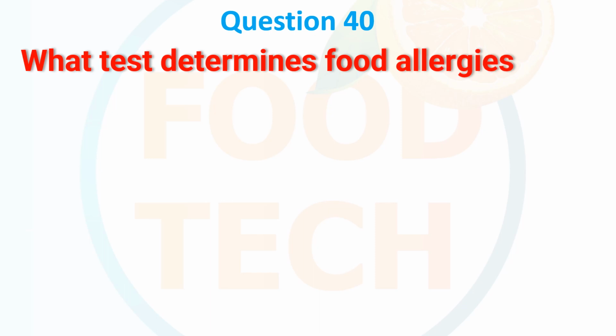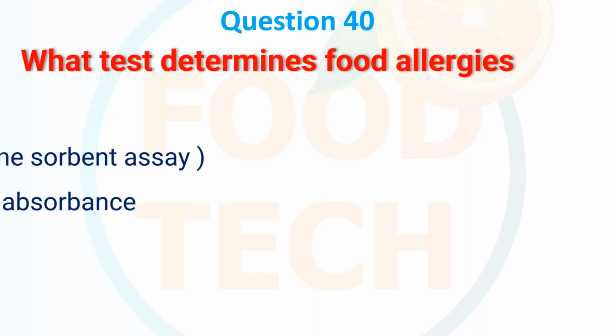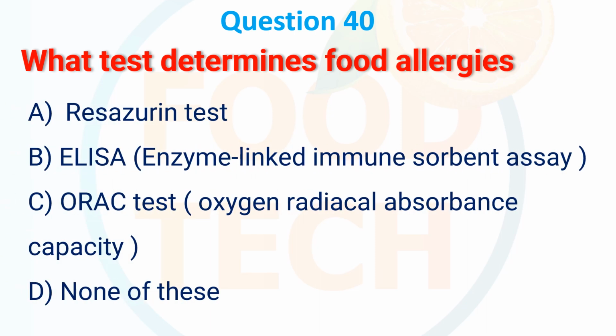Which test determines the food allergy? A. Resa urine test. B. ELISA, enzyme linked immunosorbent assay. C. ORAC test, oxygen radical absorbance capacity. D. None of these. The answer is B. ELISA, enzyme linked immunosorbent assay.